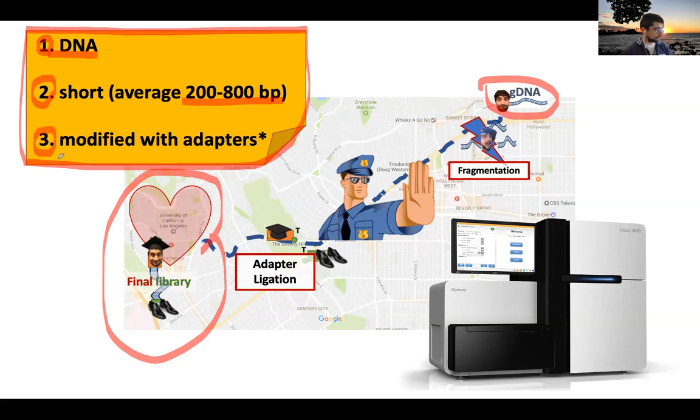If you remember from the previous slide, you saw these two pink and purple pieces of DNA. These are called the adapters. We're going to talk extensively about that. So how do we do that?